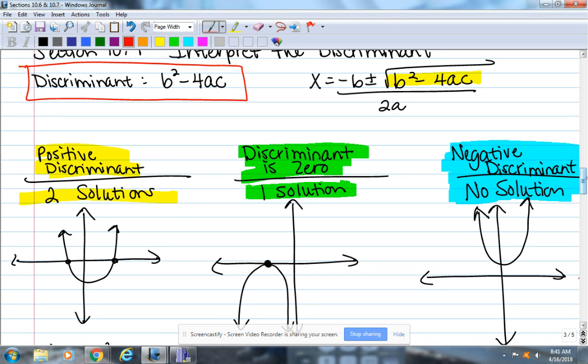So negative means no. Negative means no. Say it again. Negative means no. Positive is 2. 0 is 1. Negative is no.